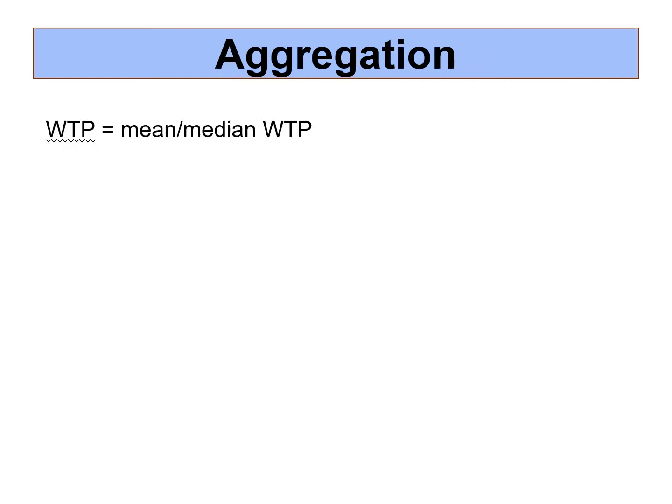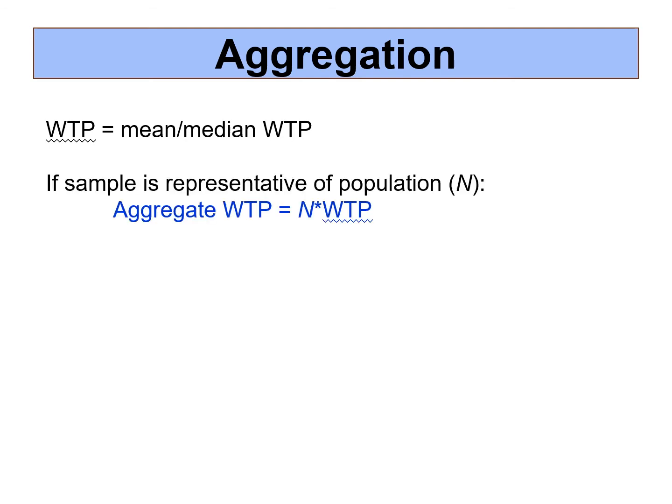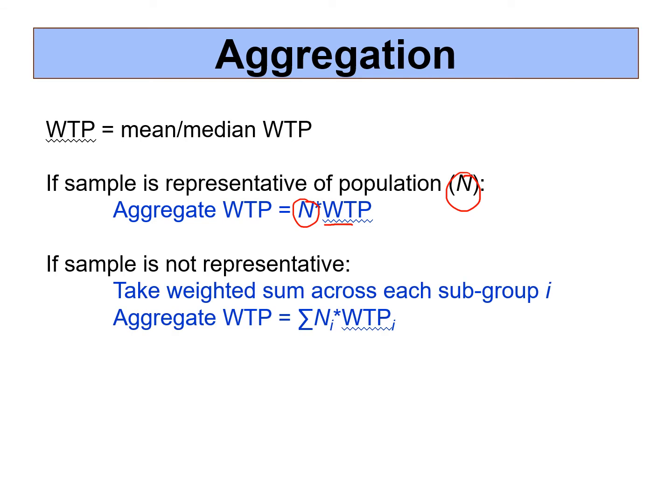For the aggregation, it's quite easy. You can use mean or medians of willingness to pay. And then if the sample is representative of your population, the population here is our capital N, so you can just multiply your willingness to pay with the population. How about if the sample is not representative? In this case, for instance, our female is 50% and male is also 50%. So we have to take the weighted sum across each subgroup, and then you have to multiply with your willingness to pay. Okay?